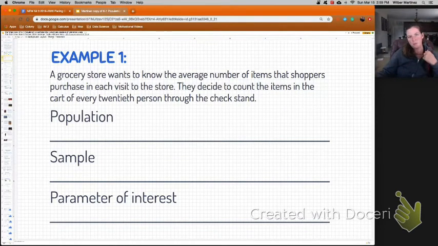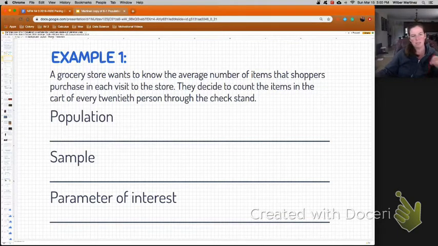The computers could probably do it for them. But in this case, when we're doing it by hand, it would be a little excessive to do it with every single person. So what this scenario is saying is, why don't we do it for every 20th person? So let 19 people go through the check stand, and then on the 20th person, count the number of items in their cart. And essentially, if you did that for long enough, in enough stores, with enough different check stands, in enough different places, you could probably get a pretty good estimate of the average number of items that a person has in their cart that they're purchasing.